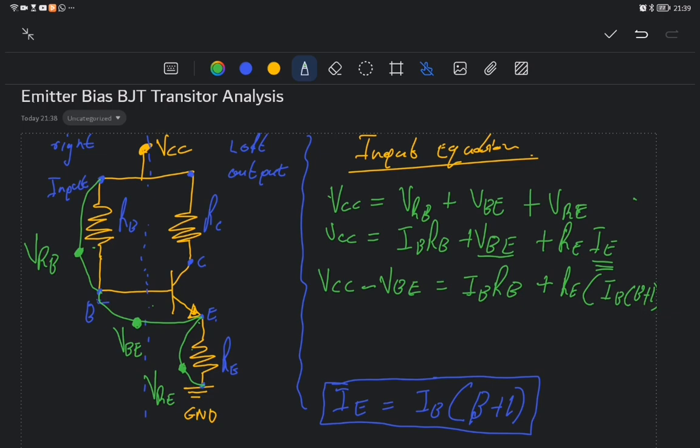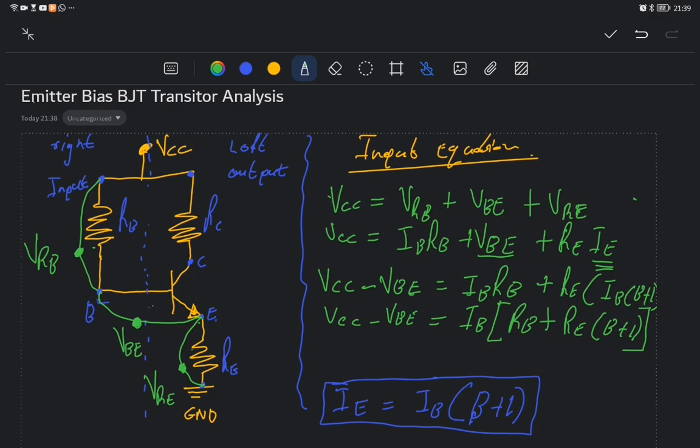Now let's take out IB there. So it's going to be VCC minus VBE is equal to IB into brackets RB plus RE into beta plus 1, and then close those big brackets. And hopefully you're keeping track.